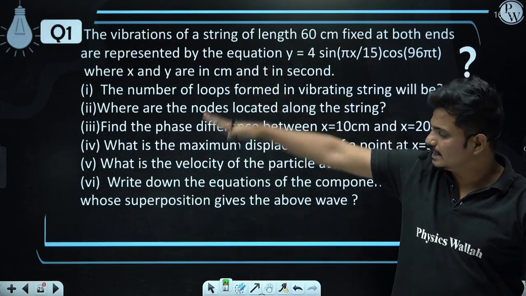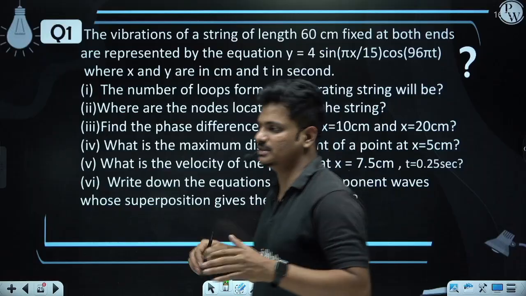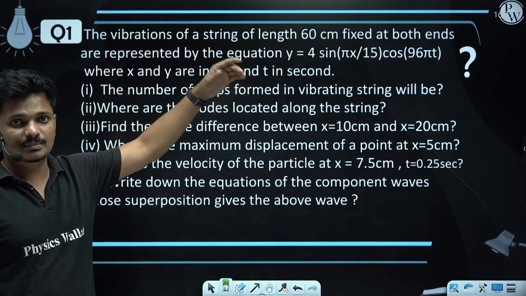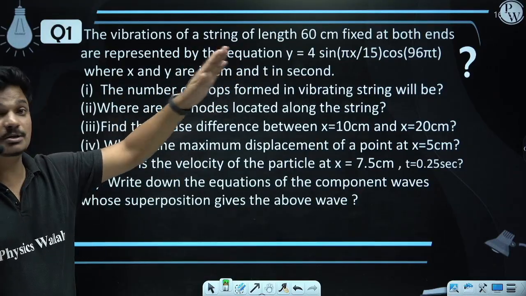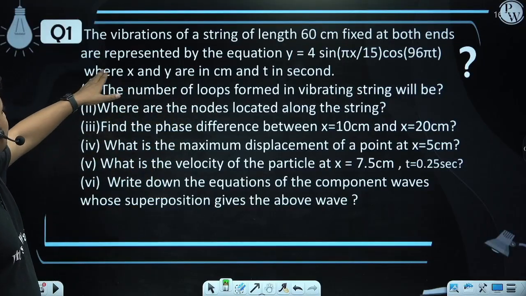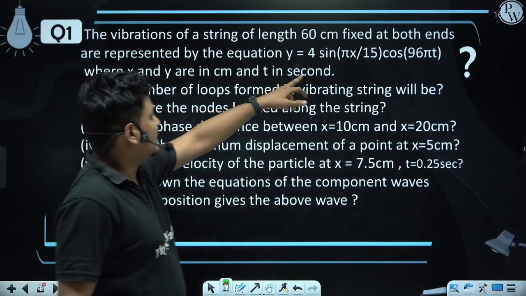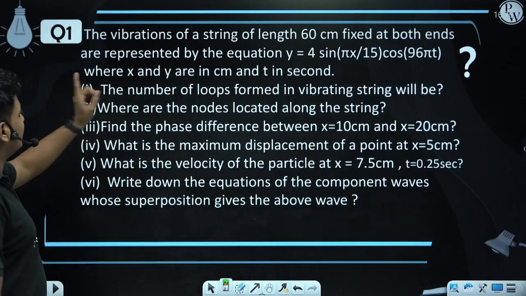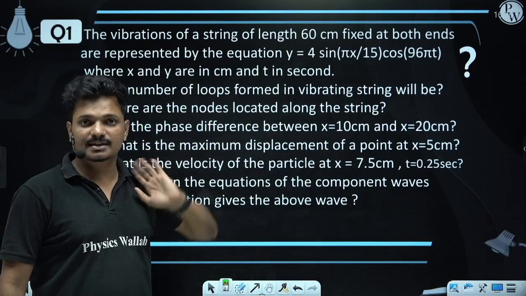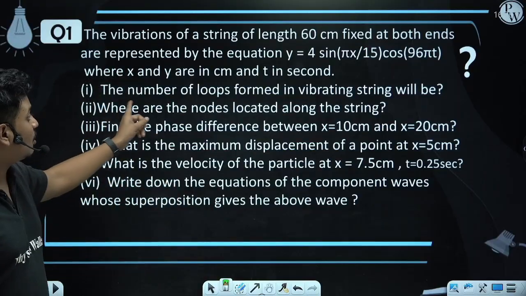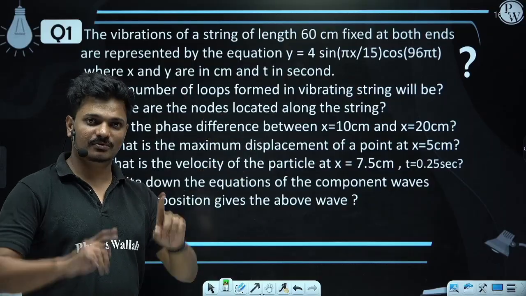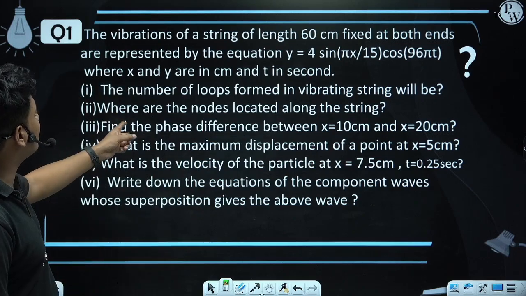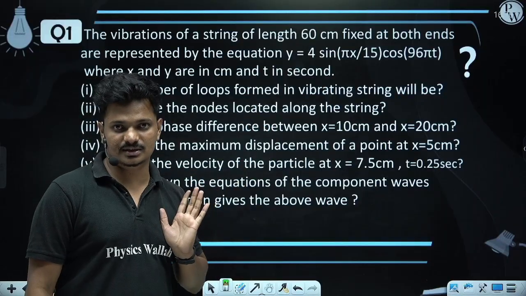So this is a single question, but I have considered the whole situation. So just to read the question. The vibration of a string of length 6 centimeter, fixed at both ends, is represented by the equation y equal to 4 sine pi x by 15 into cos 96 pi t, where x and y are in centimeter and t in second. Then we have to find the number of loops formed in the vibrating string. We have to find how many loops are formed here. Then second thing, where are the nodes located along the string?